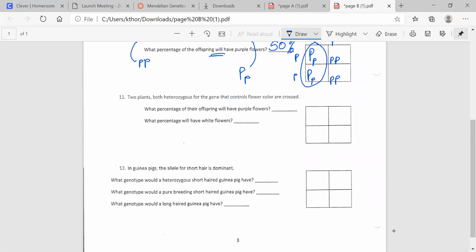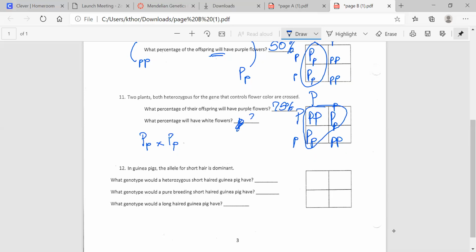Two plants, both heterozygous for the gene that controls flower color, are crossed. So we're going to have heterozygous crossed with heterozygous. What percentage of their offspring will have purple flowers? Looks like it's going to be 75%. And white flowers, 25%.